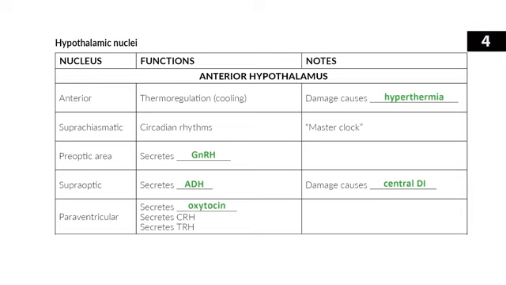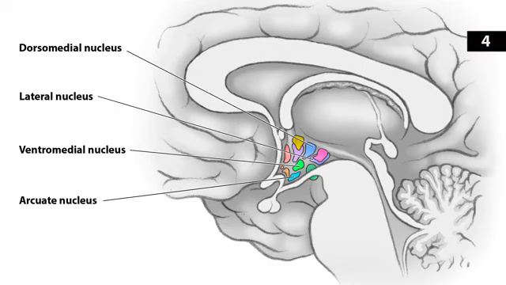The middle of the hypothalamus is sometimes called the tuberal hypothalamus because it's adjacent to the tuber cinereum, which is the little hollow funnel that leads down into the pituitary stalk. But anyway, the next 4 nuclei are all located in the tuberal hypothalamus.